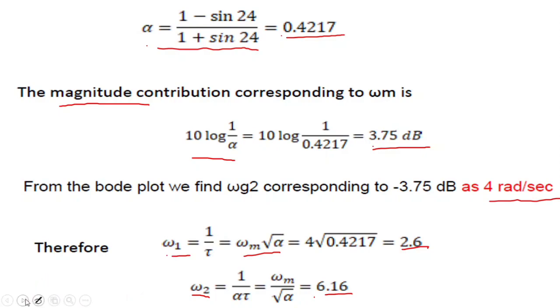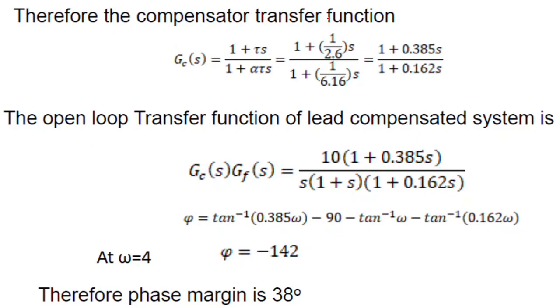Then at last we have to substitute these values in the transfer functions. Therefore the general compensator transfer function is G(s) equals 1 plus tau s divided by 1 plus alpha tau s. We get 1 plus 0.385 s divided by 1 plus 0.162 s. Therefore the open loop transfer function of the lead compensator system is Gc(s) into Gf(s), that is the compensator transfer function and then the feedback function. In the question we have 10 divided by s into 1 plus s, and Gf(s) can be represented as 1 plus 0.385 s divided by 1 plus 0.162 s.